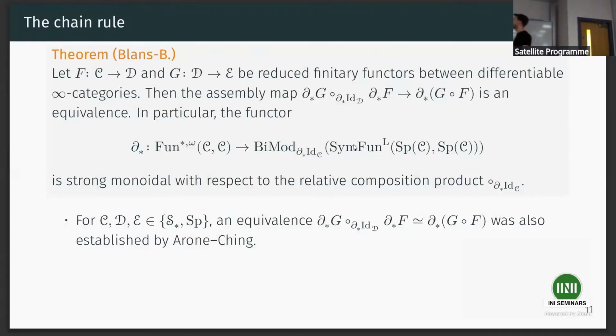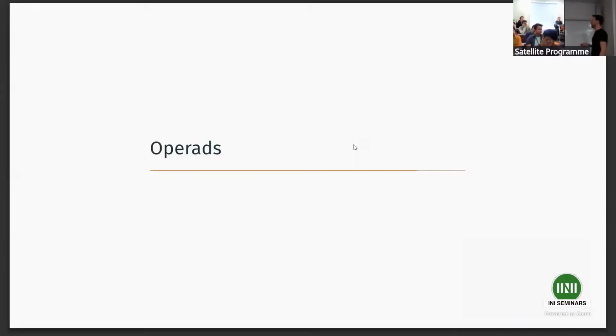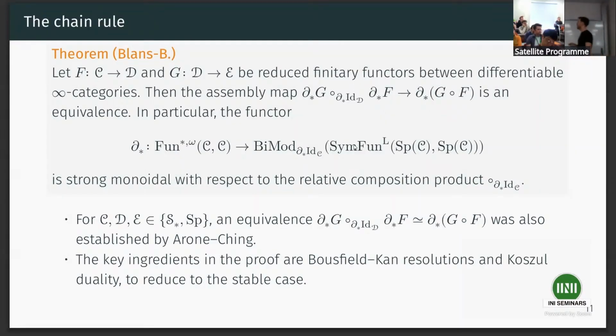As I already said, a similar thing was established by Aaron Ching, if you work with pointed spaces or spectra. And let me just, I mean, there's not really time to talk about the proof, but let me just mention that the key ingredients here are essentially one wants to reduce this statement to the stable setting where we already have a chain rule.